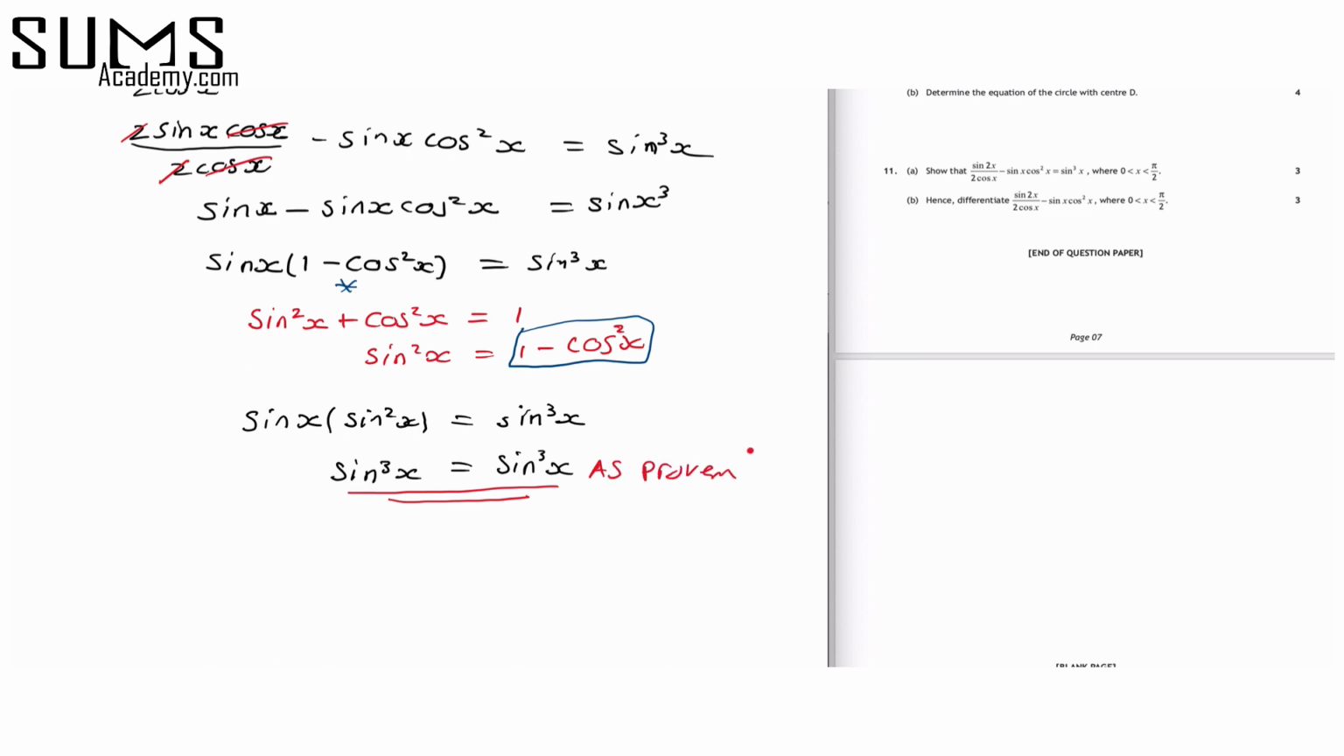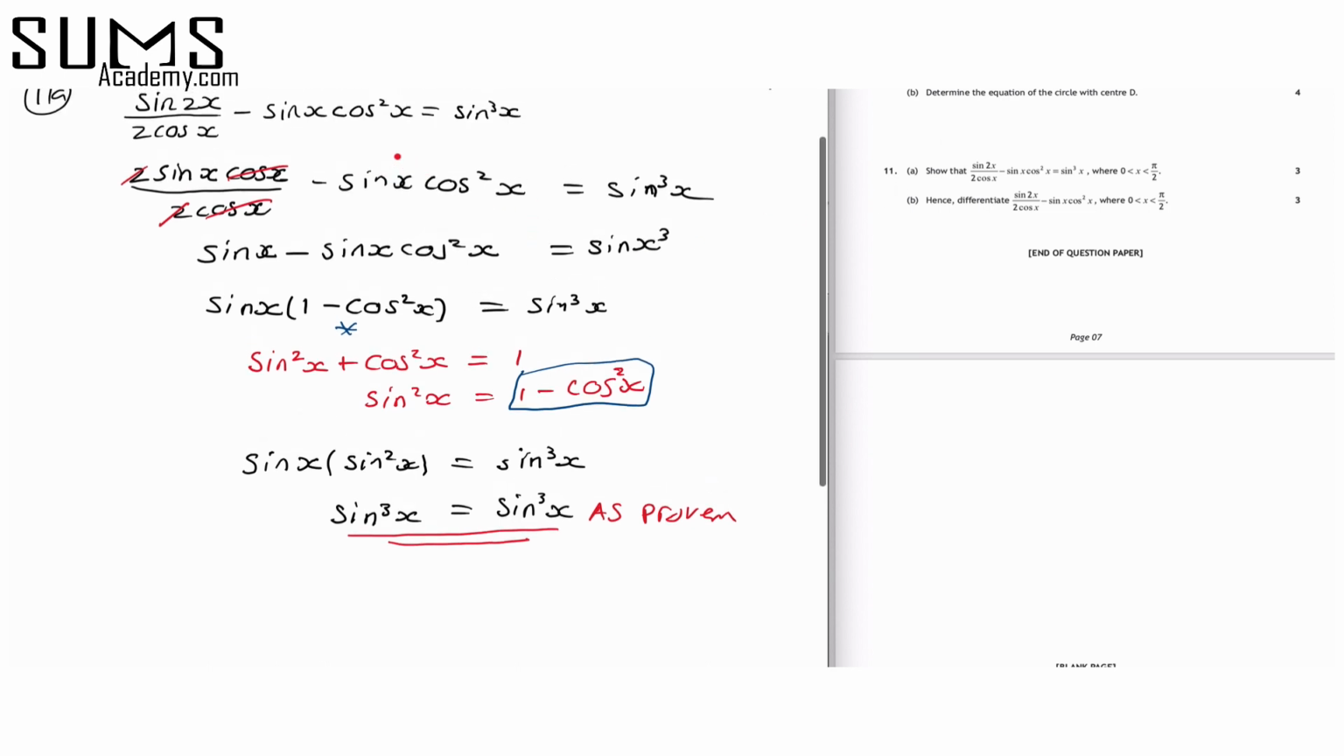So where are the marks in this? Well, you get 1 mark for substituting in for sin 2x here, and you get another mark for simplifying and factorizing here, and you get your final mark here for substituting in this expression and proving the statement basically.